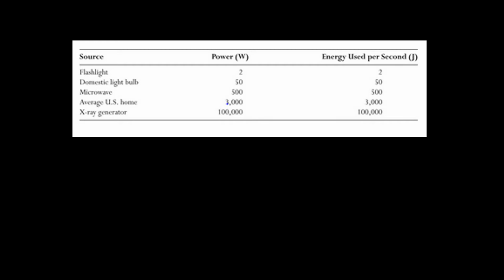If you look at different power sources, how much power they use, how much energy is used per second, measured in joules: a flashlight, about 2 watts. A domestic light bulb, 50 watts. Microwaves, up to 500 watts. The average U.S. home can at any given time be using up to 3,000 watts. X-ray generators take 100,000 watts. So obviously to have one of these, you have to have special hookups for your power supply, and it's going to be very expensive to run.